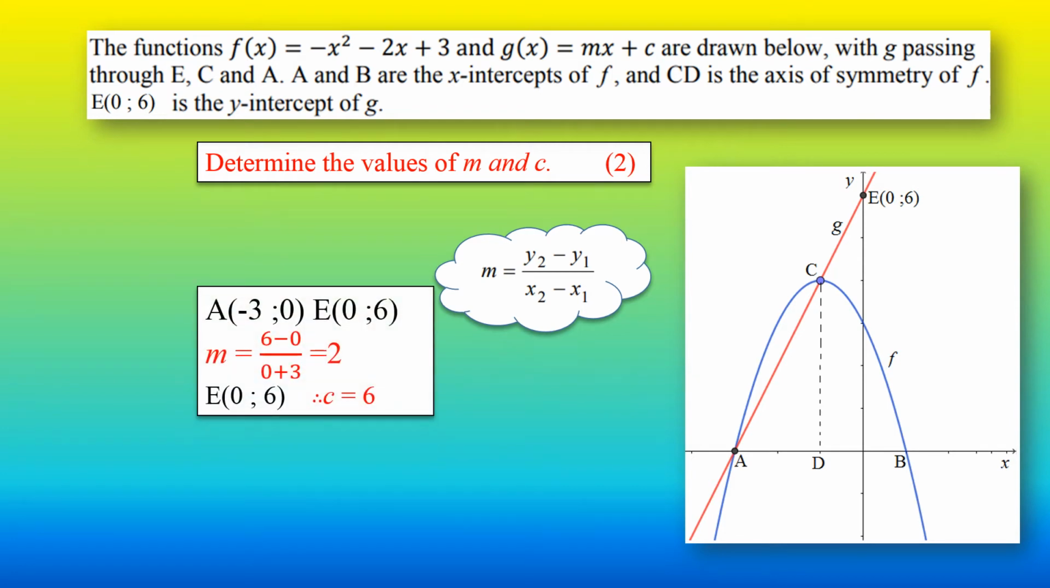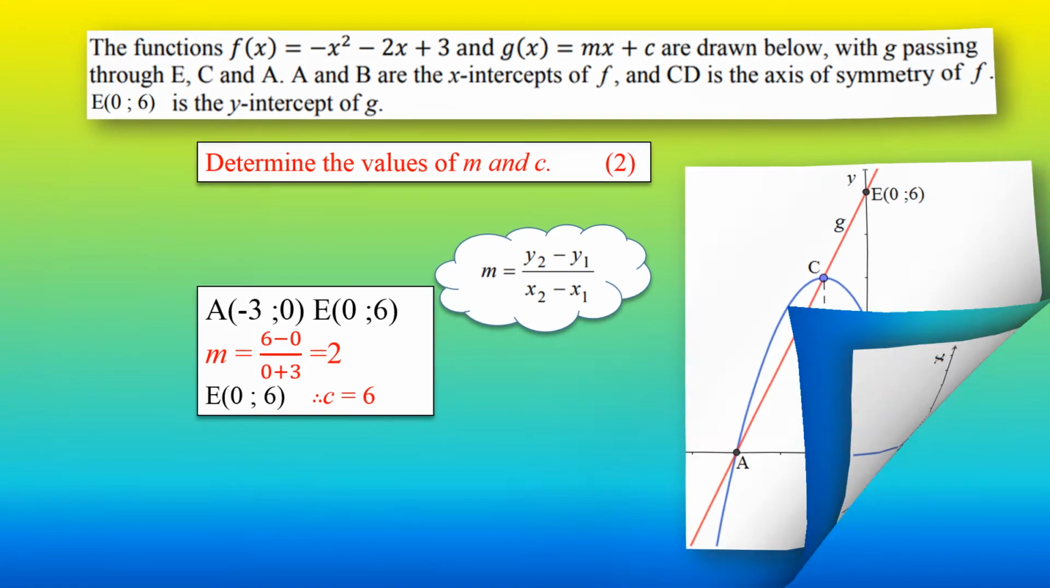We can use A is minus 3, 0, E is 0, 6. So m is y2 minus y1 over x2 minus x1. Carefully substitute and we get m equal to 2. The y-intercept is very clearly available. The point E is 0, 6. So the y-intercept of the straight line is 6, meaning c is equal to 6.